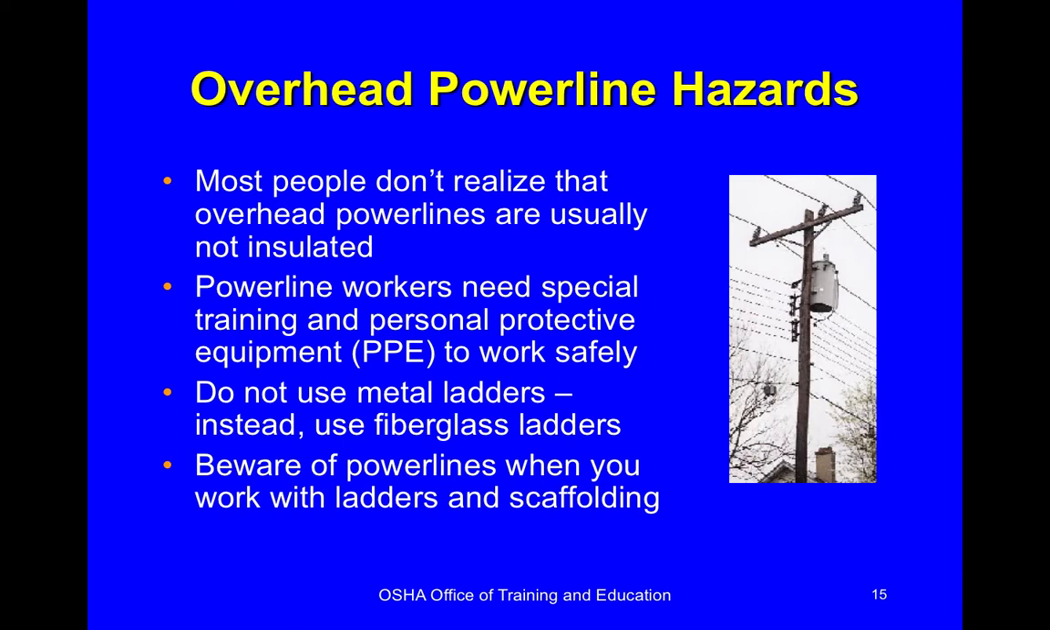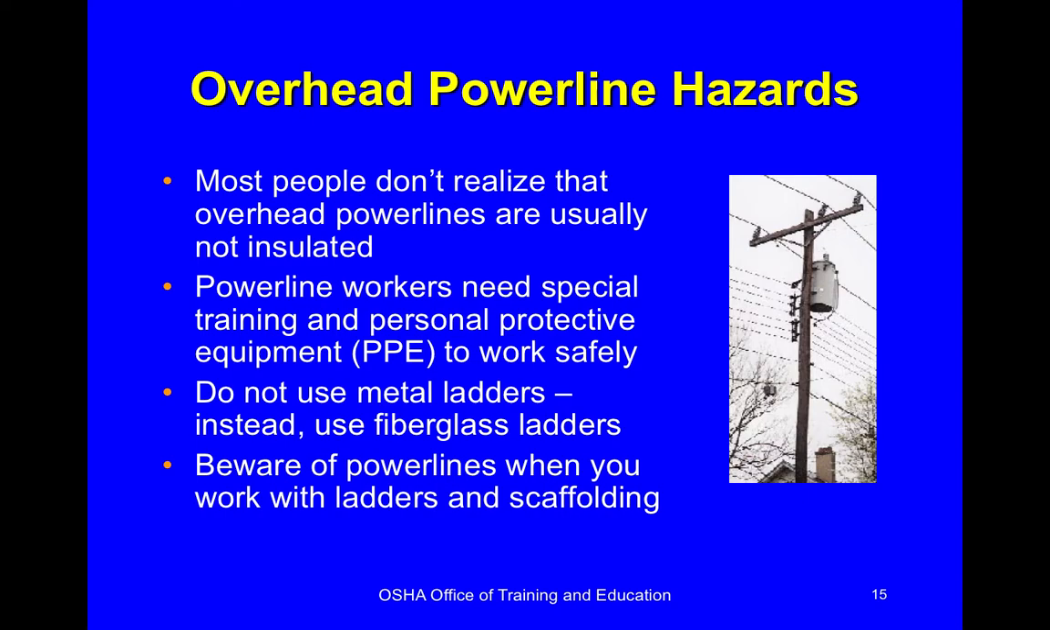Overhead power lines. Many people don't know that most overhead lines are not insulated. They're almost never insulated. Usually the line that would go to a building is, but you can't even rely on that because it can get stretched or weather cracked. Okay, so you always want to stay away from those top lines.